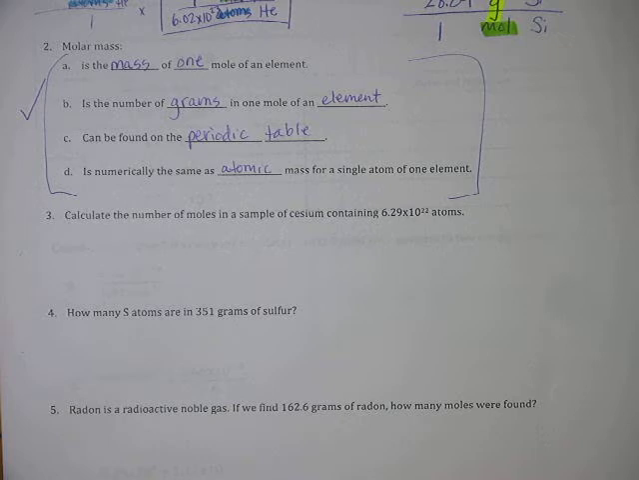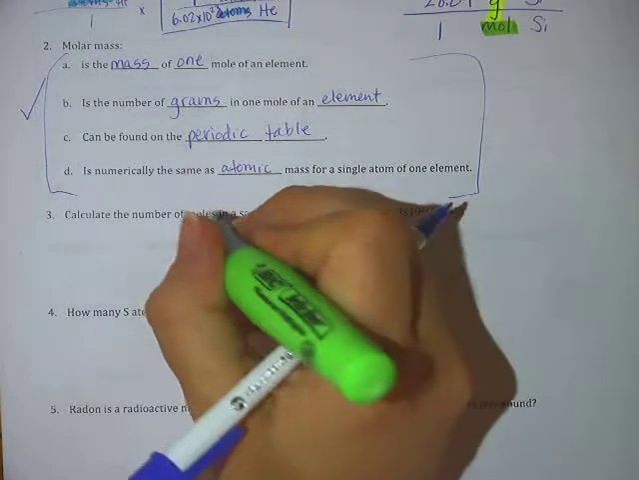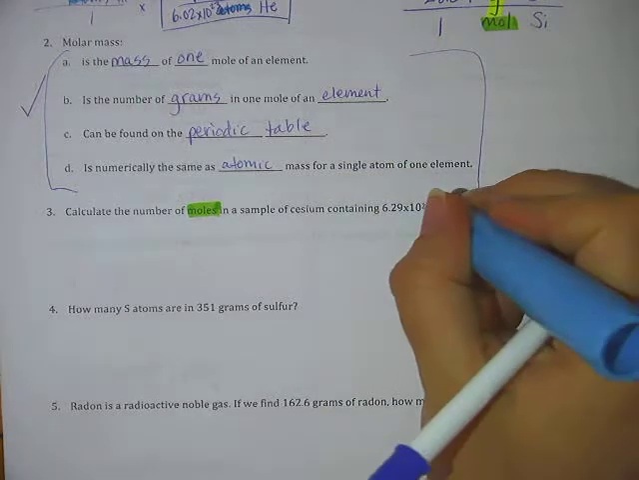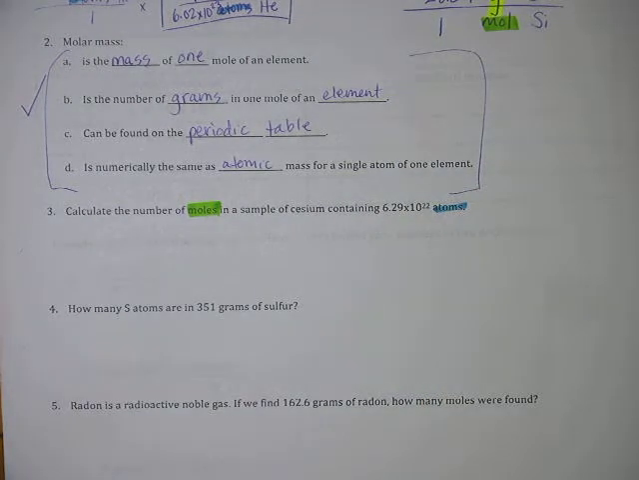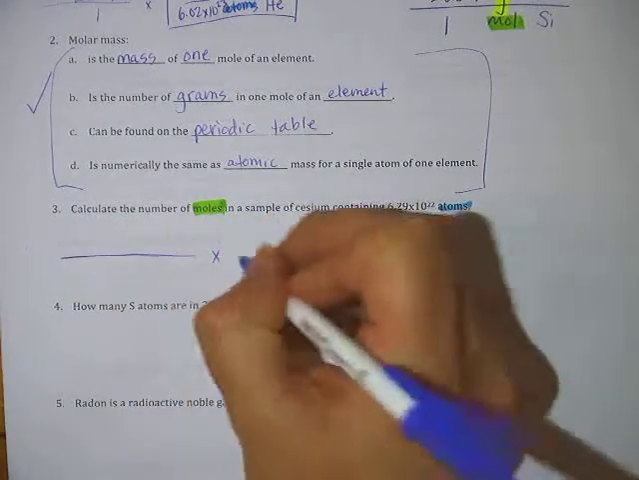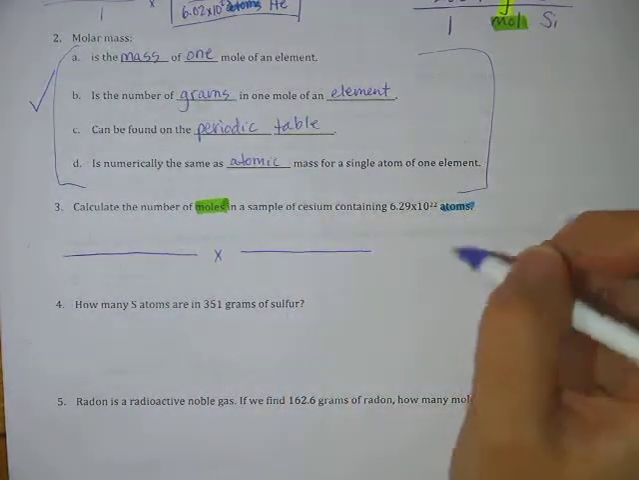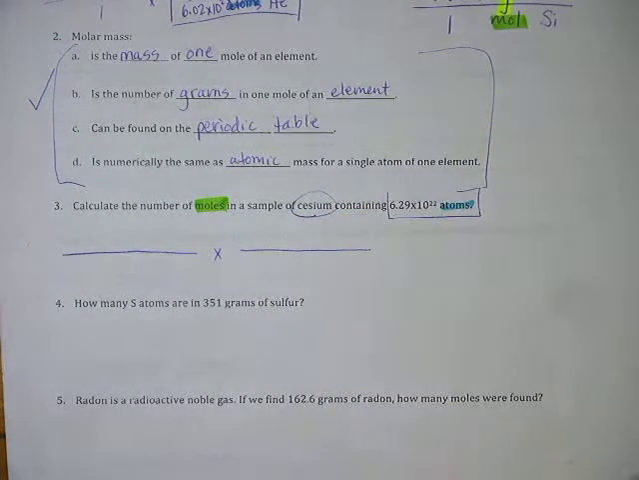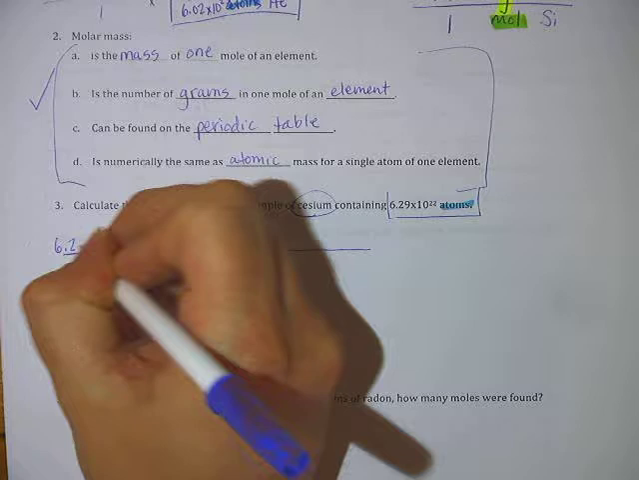Numbers 3 through 6 are just calculation problems, so we're going to need our colors again. If we look at number 3, I see the word moles, that's a green word. And I see the word atoms, atoms are blue. And remember, if you see the word moles, you only need 2 fractions. So I'm going to draw my 2 fractions. And I'm going to take what they gave me, a number, a unit, and an element. And that's going to go on top of my first fraction.